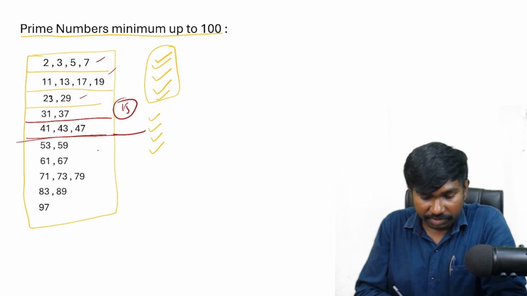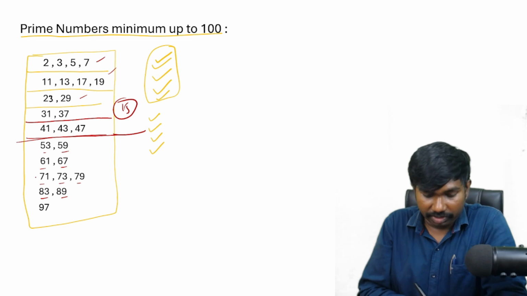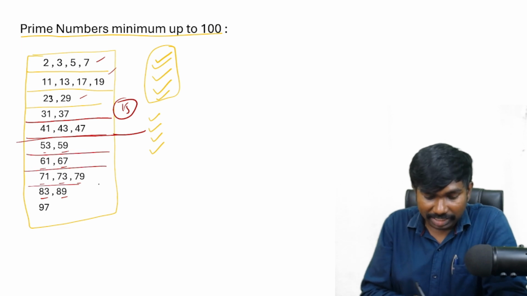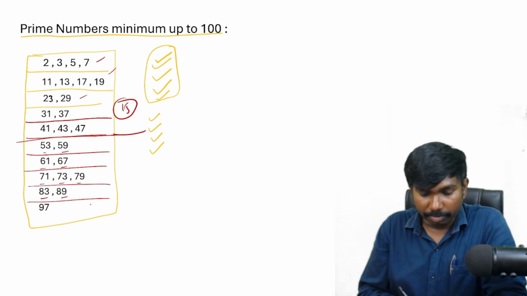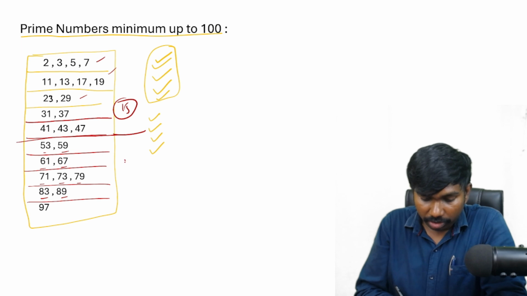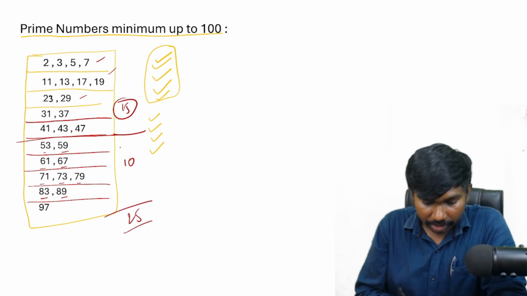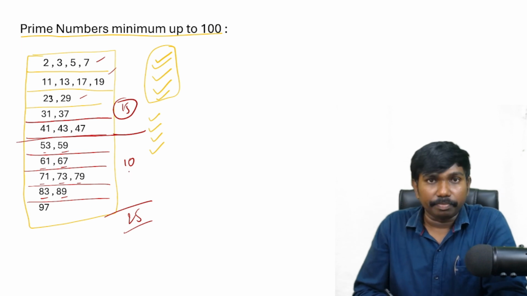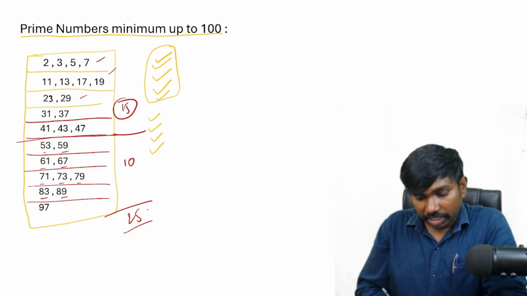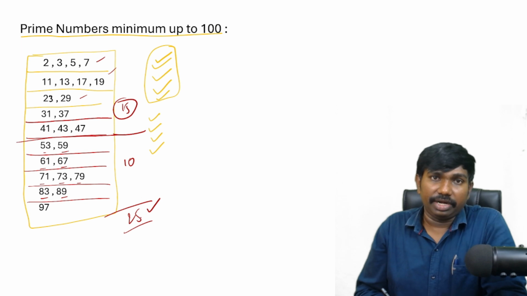Next, coming to the next 50: 53, 59, 61, 67, 71, 73, 79, 83, 89, and then 97. You can remember them in groups of 10. It is easy for you to remember. And there are 10 more. So altogether there are 25 prime numbers, right? 2, 2, 4 plus 3, 7 plus 3. Yes. Okay. So total there are 25 prime numbers in first 100 natural numbers.